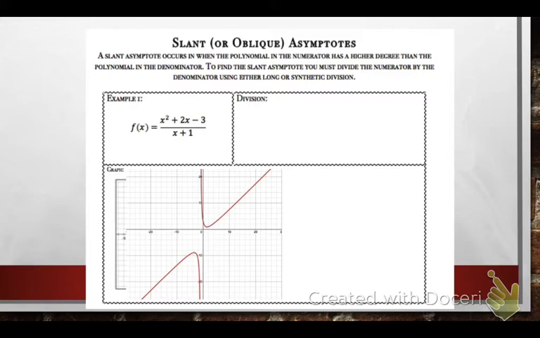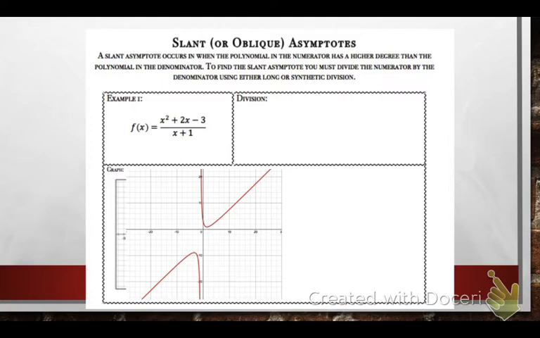So we have two different strategies that we've learned in this class to divide polynomials. We have long division of polynomials, and we have synthetic division of polynomials. This graph or function can be divided using synthetic division because we have a linear factor, a coefficient of 1 in front of the x.